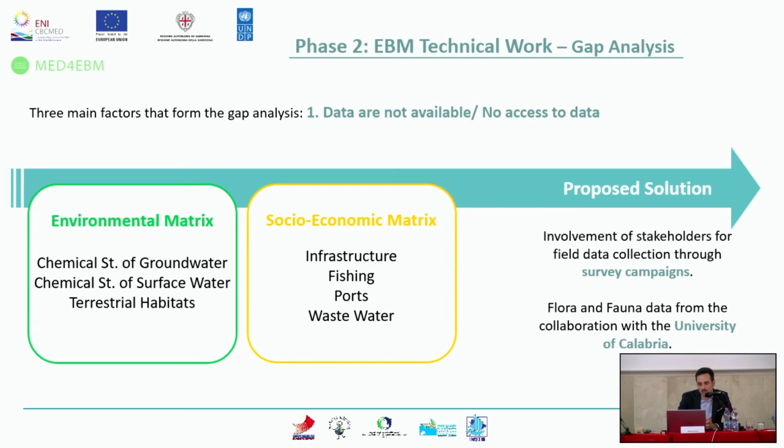Within the environmental matrix, we haven't found data for chemical status of groundwater and surface water, as well as terrestrial habitats. Within the socioeconomic matrix, we haven't found data for infrastructure, fishing, ports, and wastewater. The solution we propose is to involve the stakeholders even more to get the data, of course. This has happened, we will see this tomorrow, for fauna and flora, which we got from the University of Calabria.